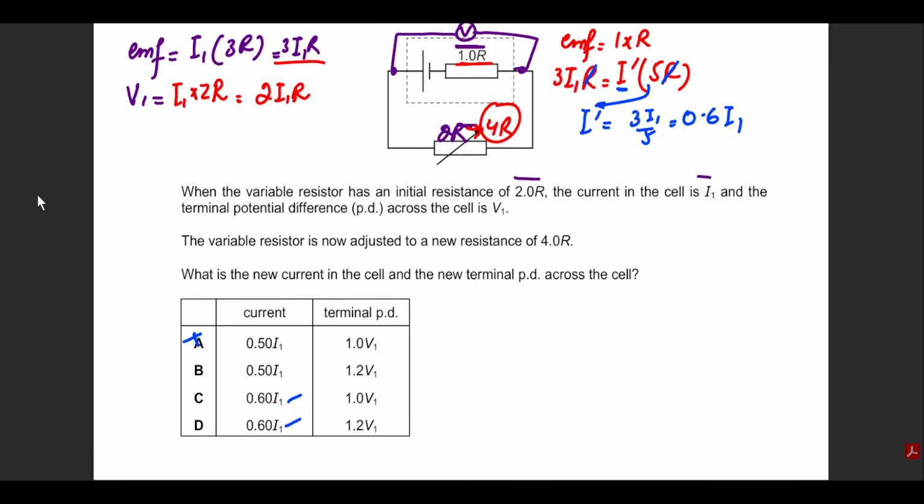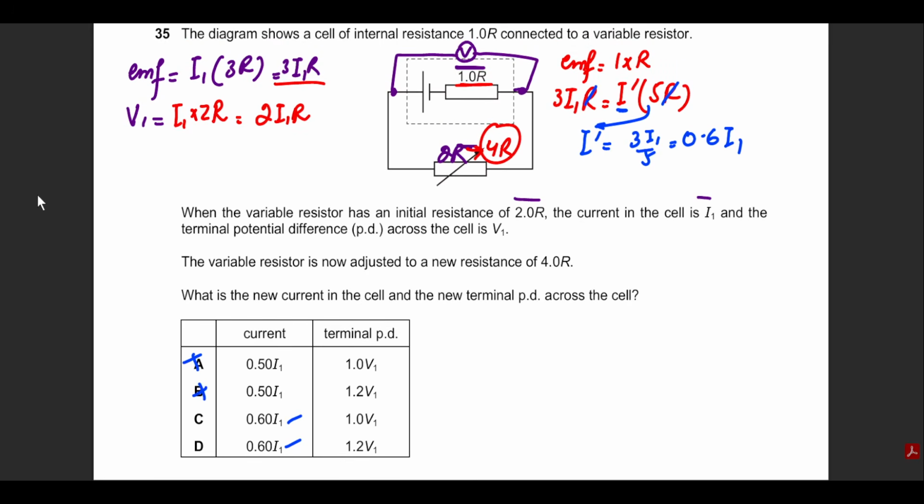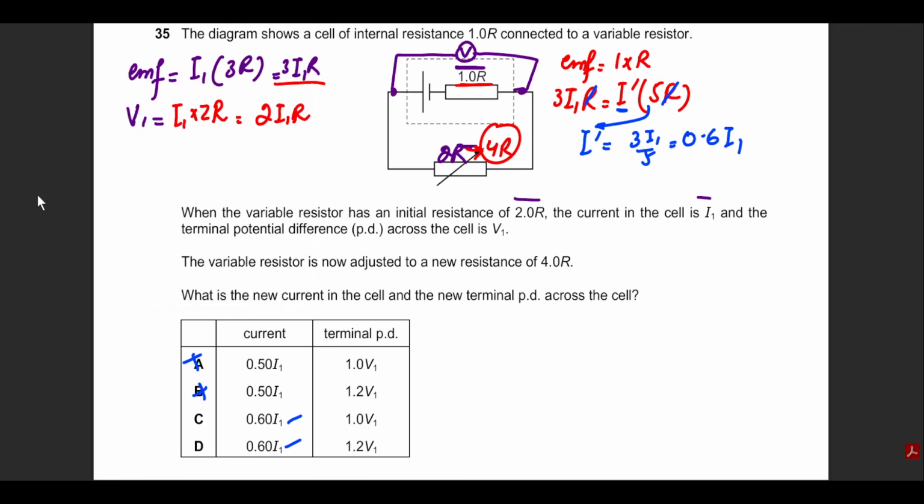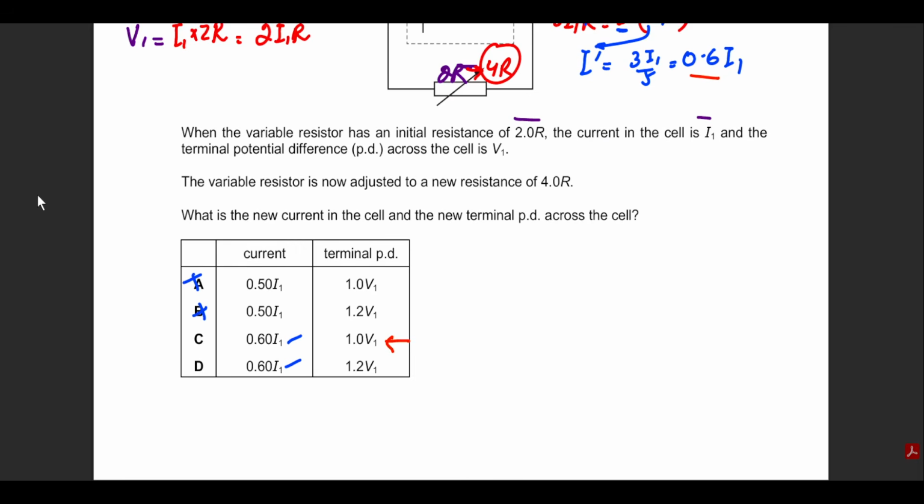We are very sure that options A and B are not possible. By simple, basic logical analysis, if the current has changed, it's not possible that the terminal potential difference also remains the same as V1. So it should have been 1.2 or less or more, something like this. But let's calculate this. Even if you were doing this by intuition, it should have been D. But let's solve this.